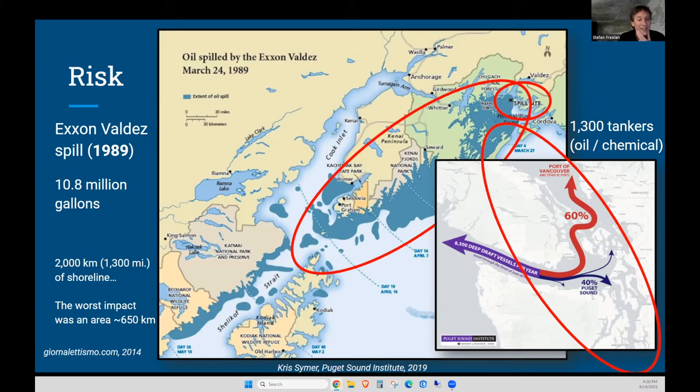One of the things I think is fascinating about this map of the Exxon Valdez, notice Cook Inlet up here. Cook Inlet, which is an estuary, semi-contained, notice how little oil made it into Cook Inlet, all right?